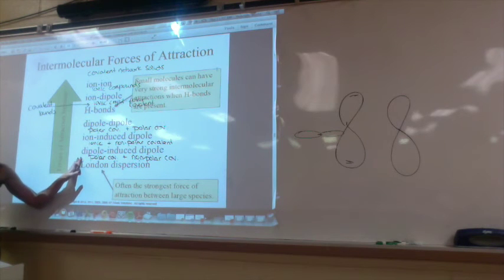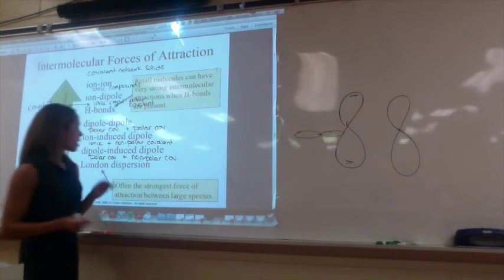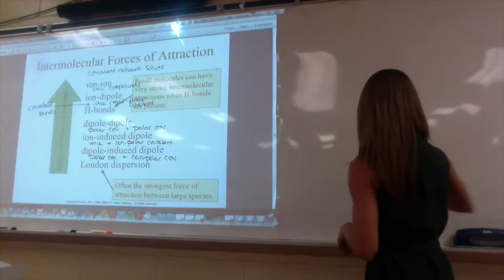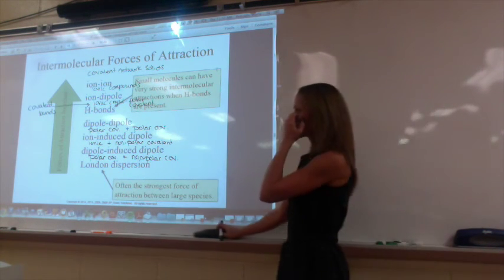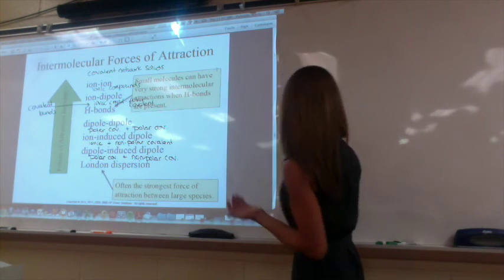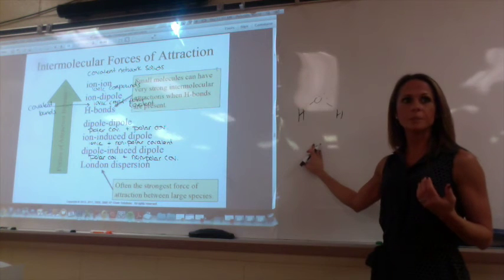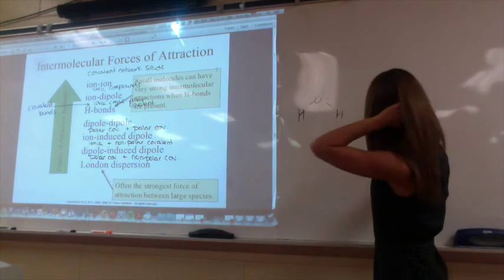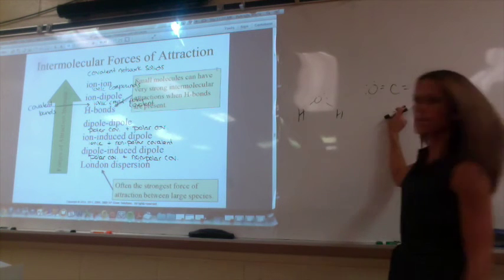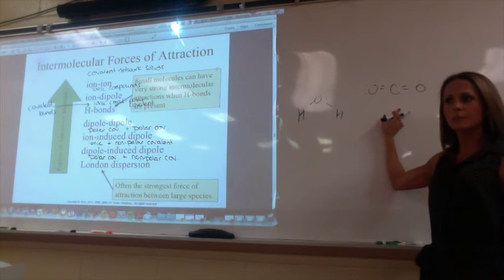Let me give you an example of this one. A polar covalent molecule and a non-polar covalent molecule have to obviously be two different types of molecules. So, for example, I have water. Definitely polar, it has H bonds, right? And then I have carbon dioxide. What is this? Nonpolar, right?